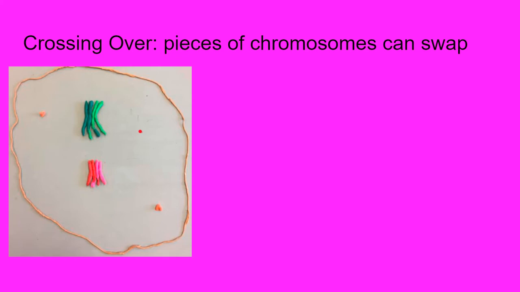Now, here's another form of where variation can occur during this tetrad formation. We can have pieces of chromosomes swapping. So even if this were from dad, a dad chromosome can actually get a piece of mom's. So you can actually mix up the alleles in this way as well. So you can have this crossing over where they split.